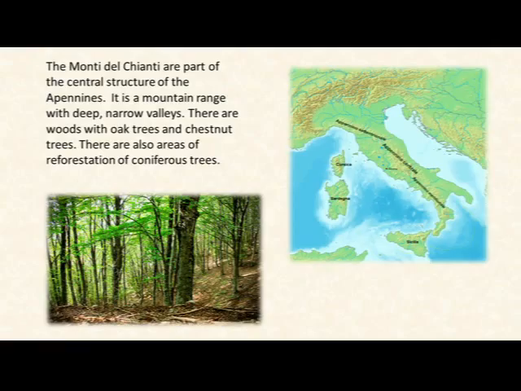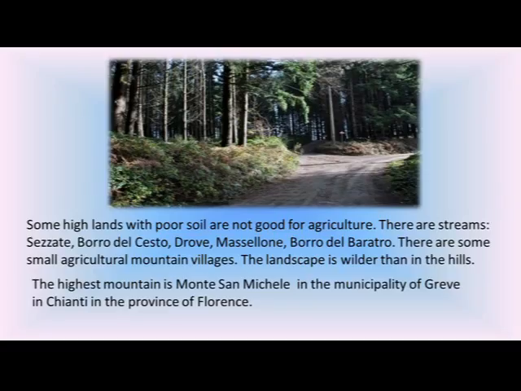The Monti del Chianti are part of the central structure of the Apennines. It is a mountain range with deep, narrow valleys. There are woods with oak trees and chestnut trees. There are also areas of reforestation of coniferous trees. Some highlands with poor soil are not good for agriculture.